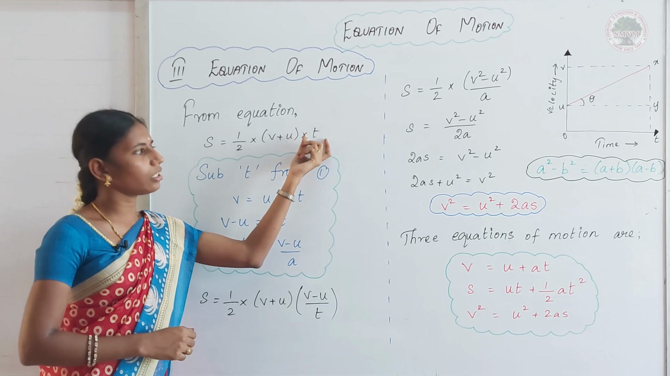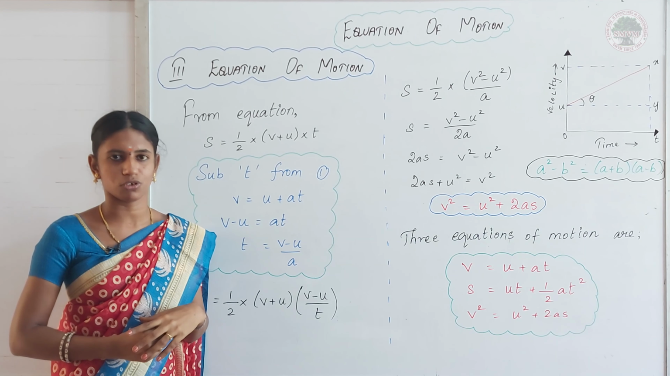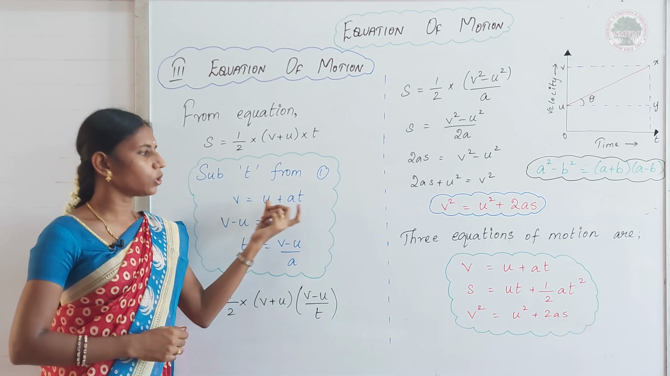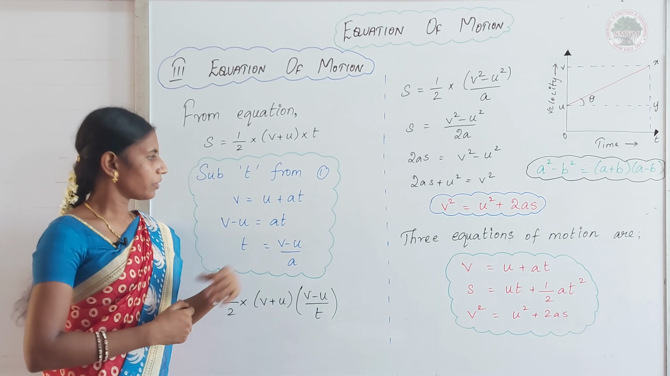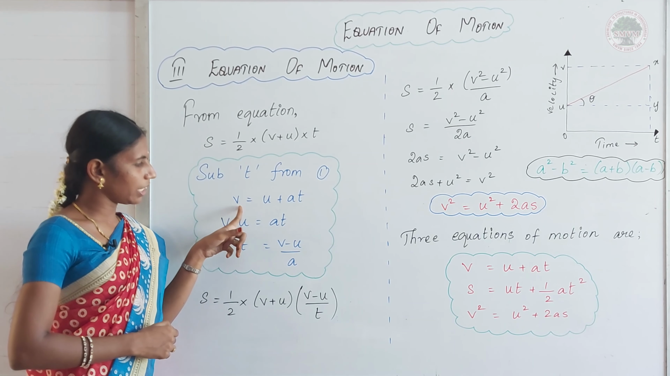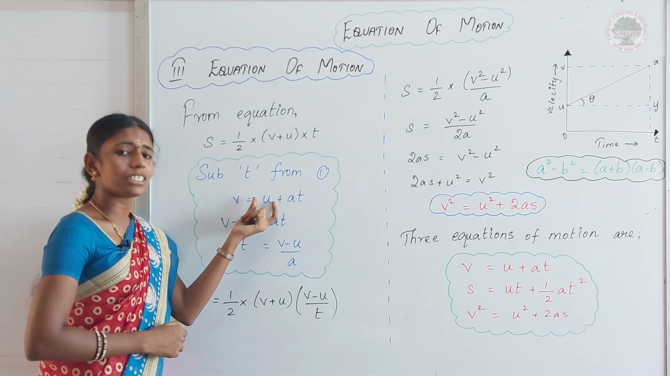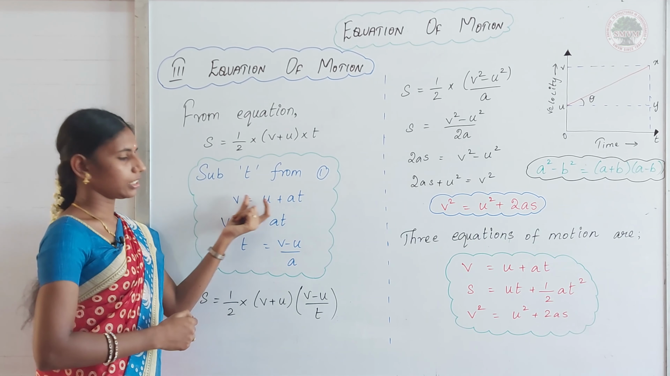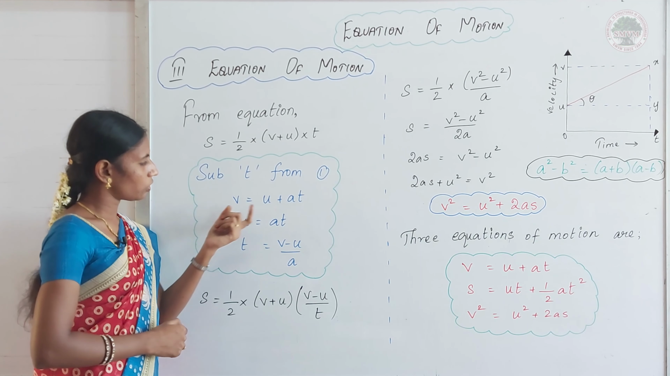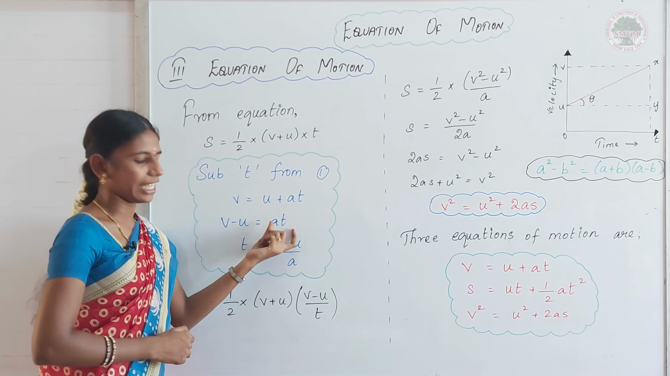So for the third equation of motion, we have to substitute the value of T. This value of T is taken from the first equation of motion, V is equal to U plus AT. So here we are going to extract this T value. V is equal to U plus AT. I am going to take this U from RHS to LHS. So V plus U becomes minus U. V minus U is equal to AT.